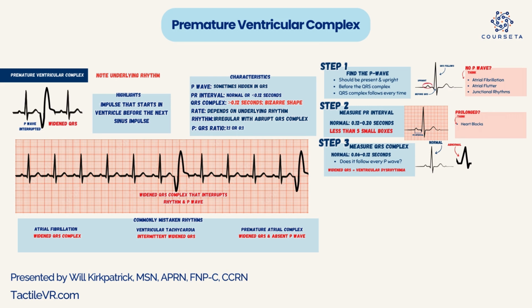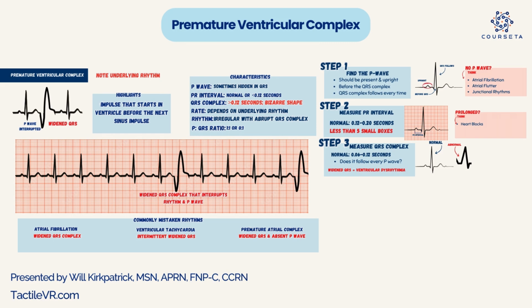All right, so as you can see in this rhythm, we have the underlying rhythm here. It looks regular. And then we randomly have this giant widened QRS complex that just interrupts the rhythm. All right, so this is the characteristic and what it looks like of a premature ventricular complex. Now, most of the time, guys, in your EKG exams, the underlying rhythm will be part of the answer, and then it's going to say with a PVC. So you want to make sure that you interpret the actual underlying rhythm too. That way you can answer the question correctly.